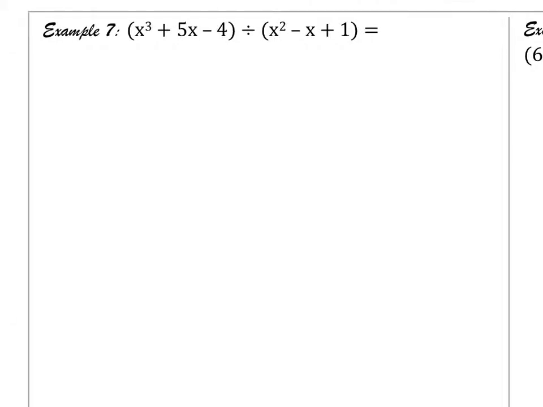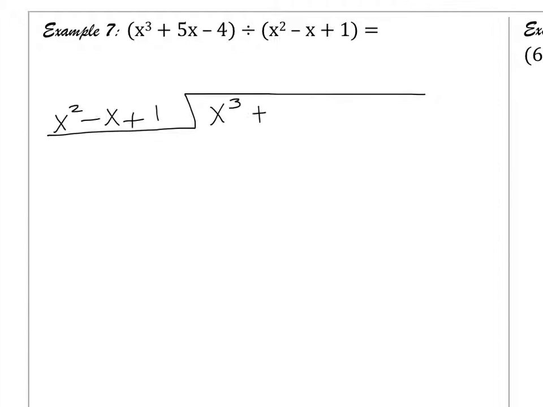Now, as usual, you put the divisor, which is x squared minus x plus 1 on the outside. And you put the dividend on the inside. But first of all, check. Are the powers in descending order? I have an x squared missing, so I need a placeholder for that. So I need to put x to the third plus 0x to the second plus 5x minus 4.